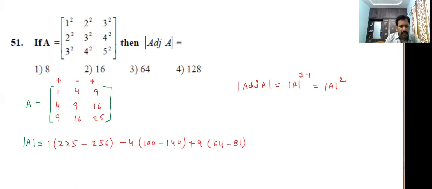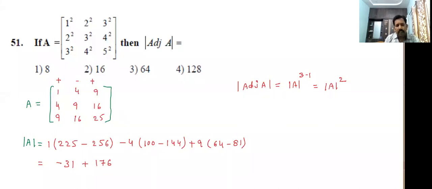Now students observe here: 225 minus 256, how much? Minus 31. Next, 100 minus 144 is minus 44. Minus into minus is plus, 4 fours are 16, so 176. Then 64 minus 81, how much? Minus 17. Minus 17 into 9.